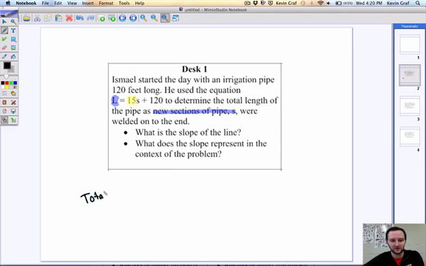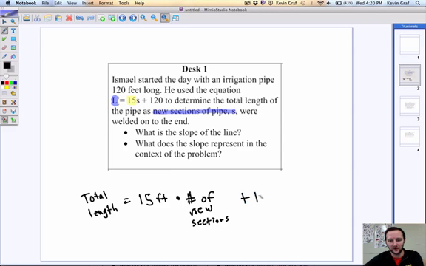Total length equals 15 feet times the number of new sections plus 120 feet, and that's what we started out with. That's what he started the day with.